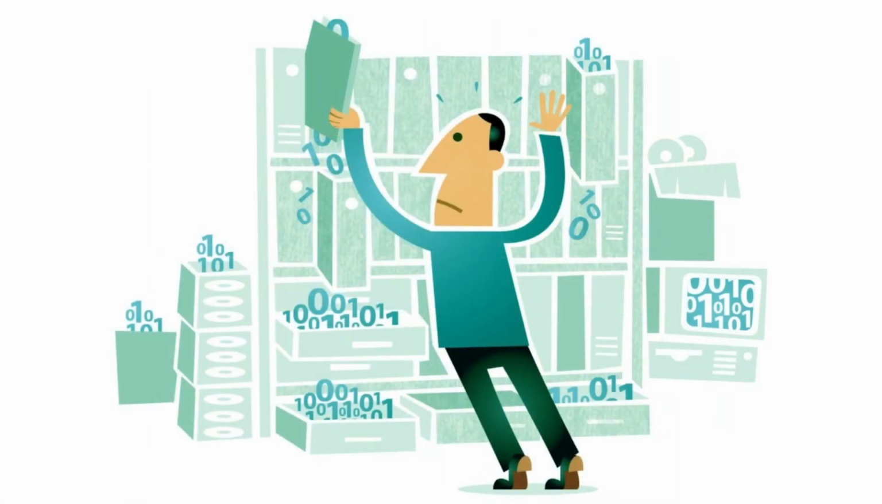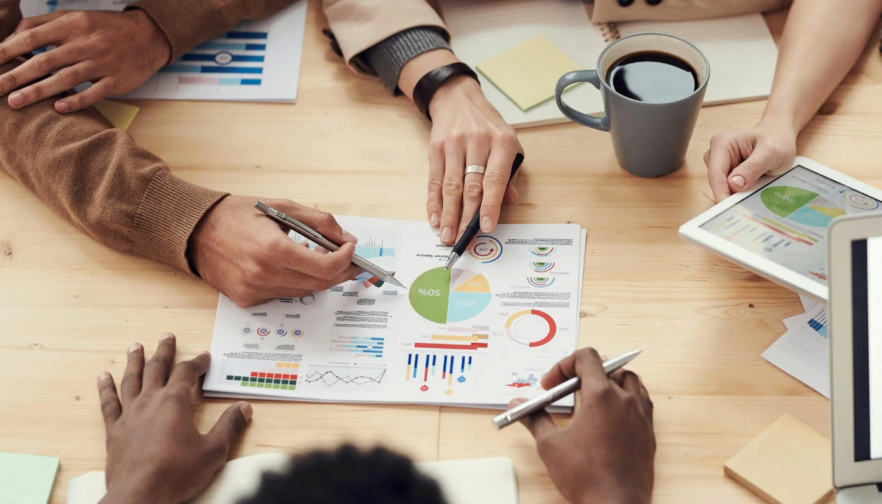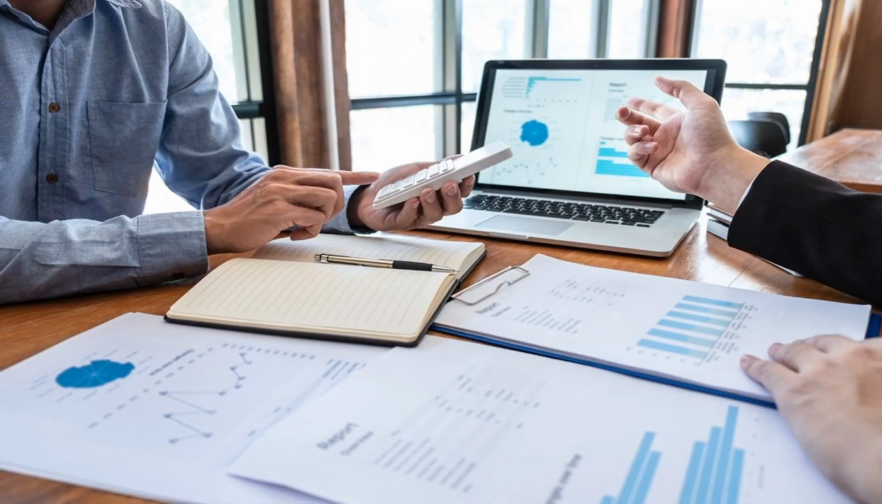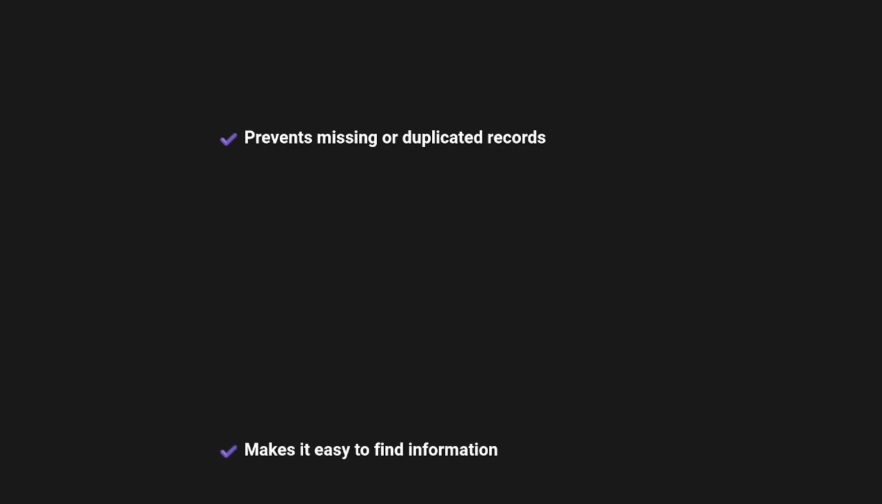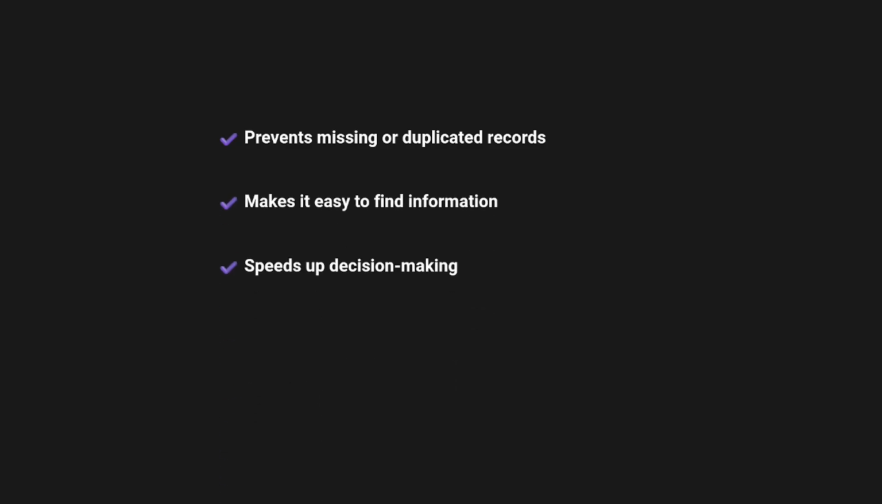This is where data modeling comes in. Instead of keeping a messy notebook, you organize your data properly. Customers go into a customer list, transactions go into a sales log, and product details go into a product list. Now, whenever you need to check something, you don't waste time flipping through pages. You have a system that works. It's simple. Without structure, data is useless. Data modeling prevents missing or duplicated records, makes it easy to find information, speeds up decision-making, helps businesses grow without getting lost in their own data. So in short, data modeling equals organizing data like a pro.